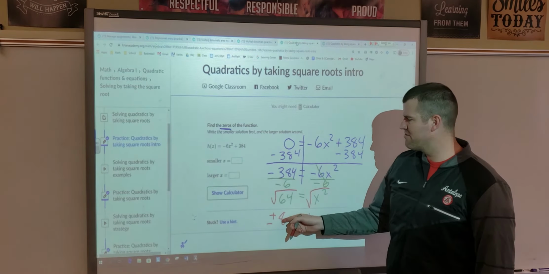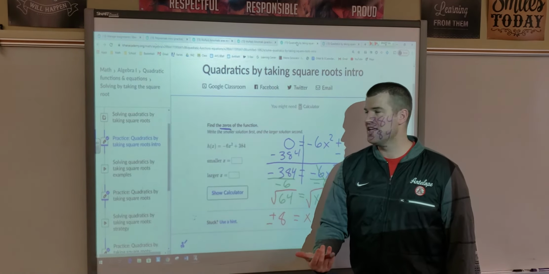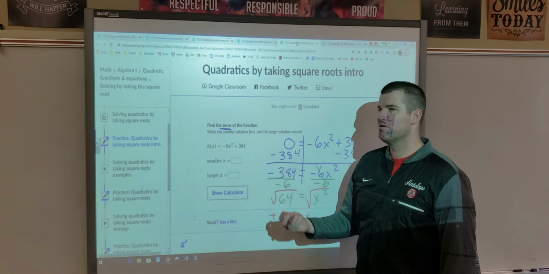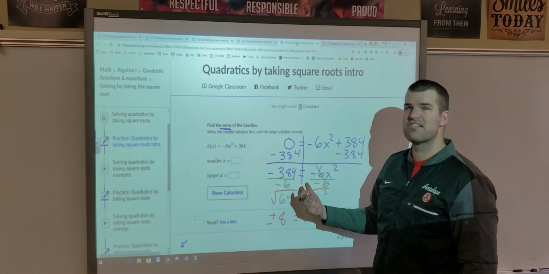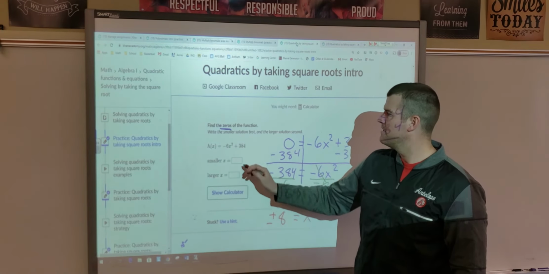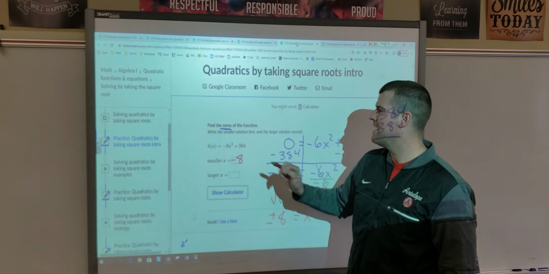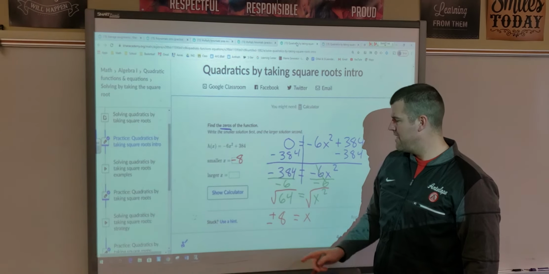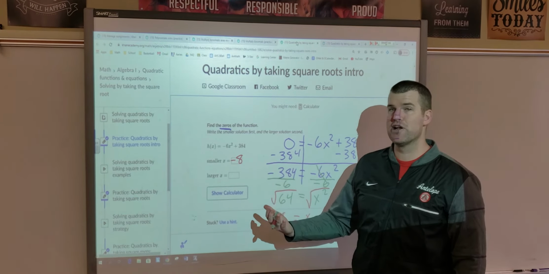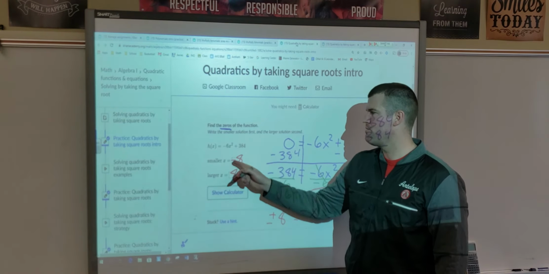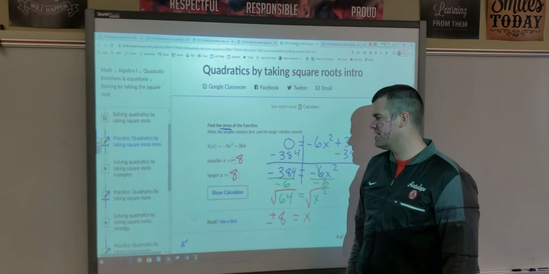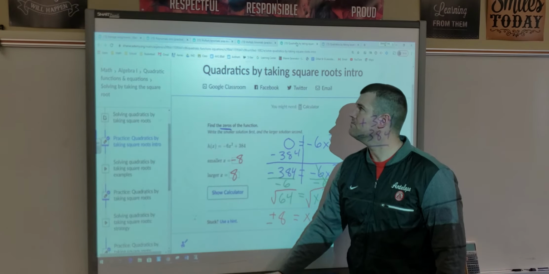So when I think about those two numbers, negative 8 and positive 8, the smaller one is going to be whichever one is further left on the number line. So negative 8 is a smaller number than positive 8. So I'm going to plug negative 8 as my smaller x value. And then positive 8, since that's a bigger number than negative 8, that will be my larger x. So my smaller x is negative 8. My larger x is positive 8.